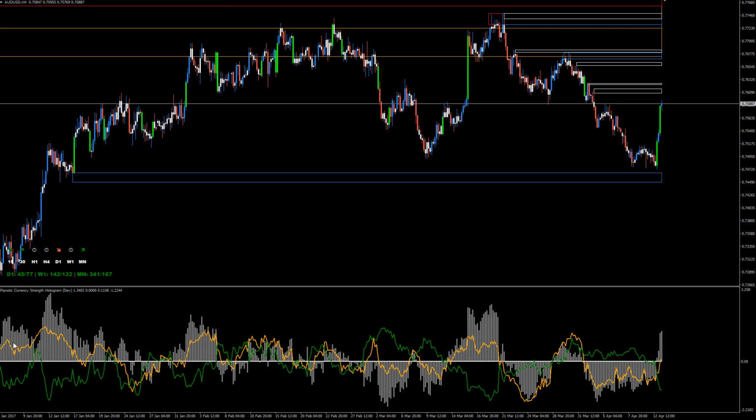Or if you want to look at it more in the here and now, then you want to be selling when the histogram is below the line, and buying the instrument when the histogram is above.